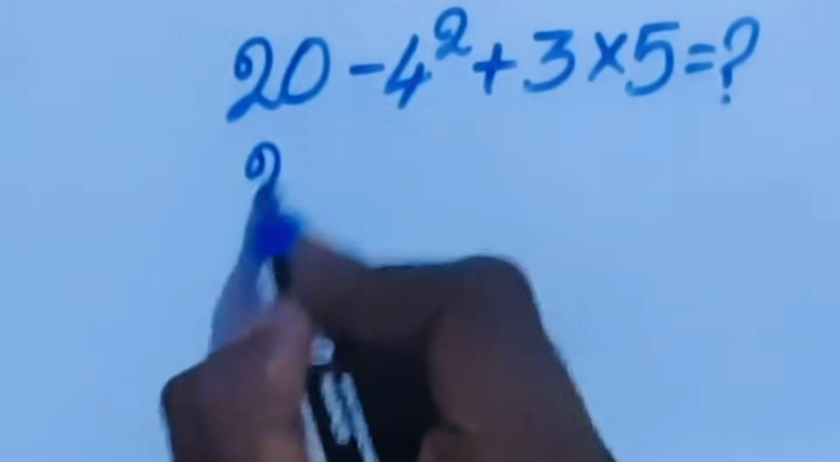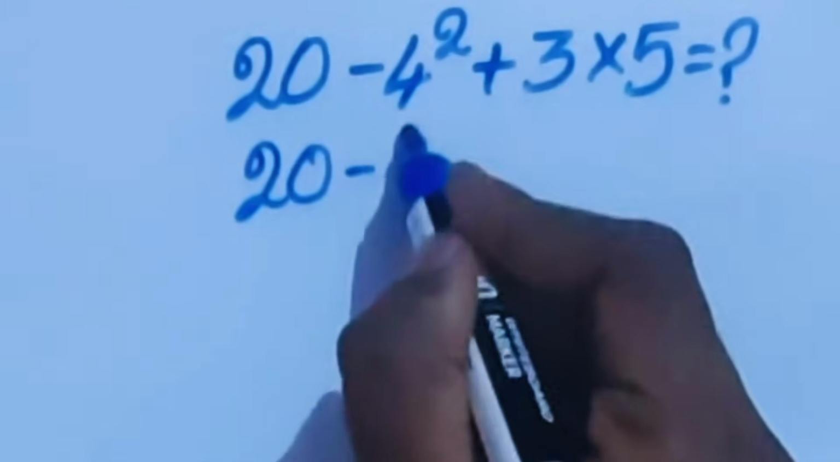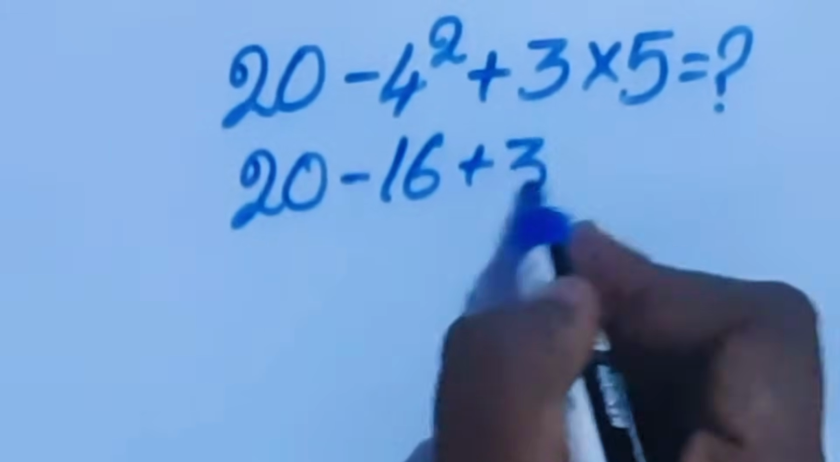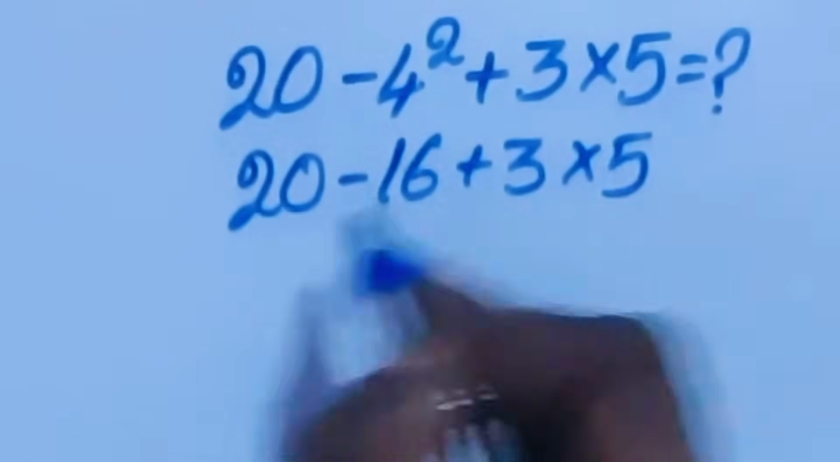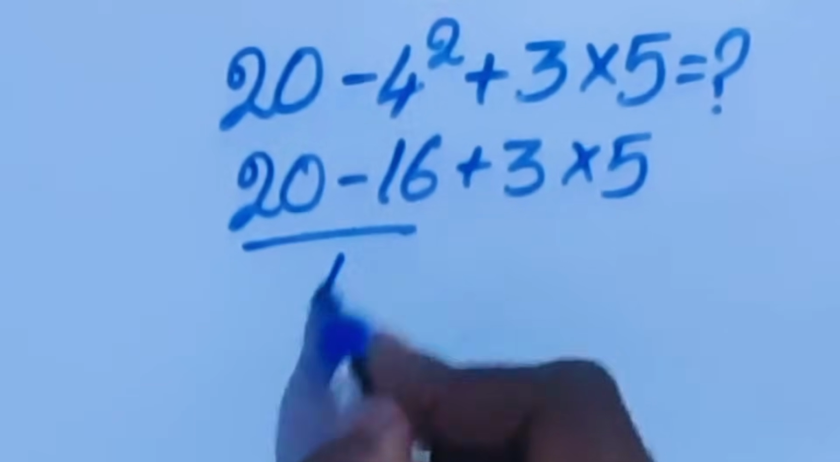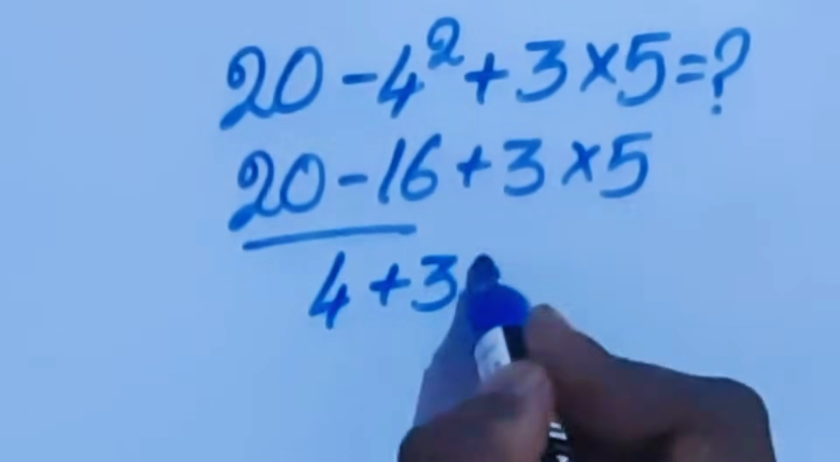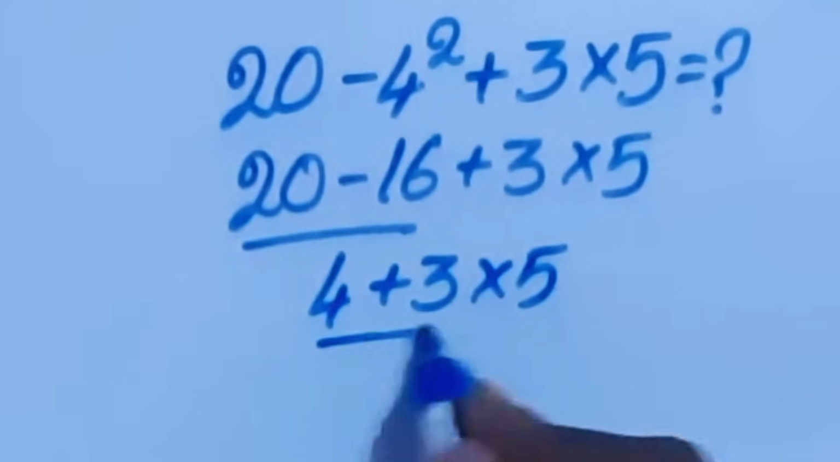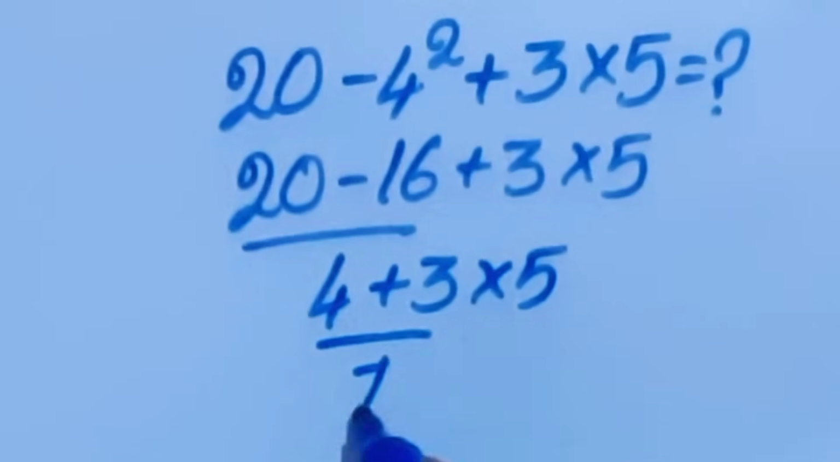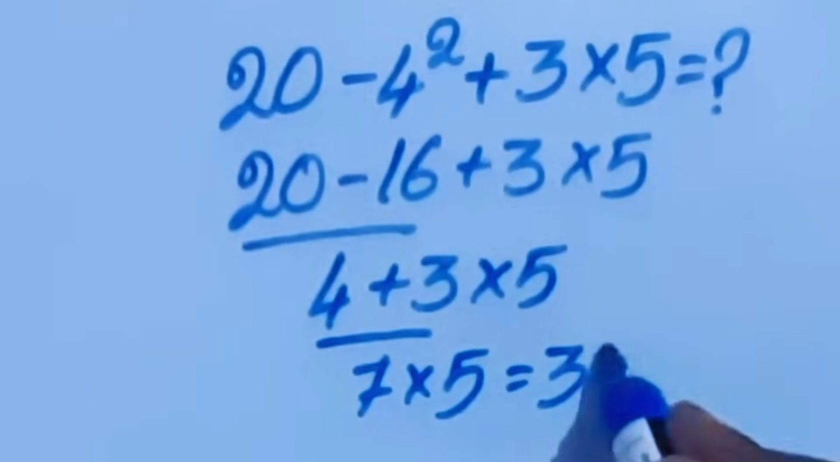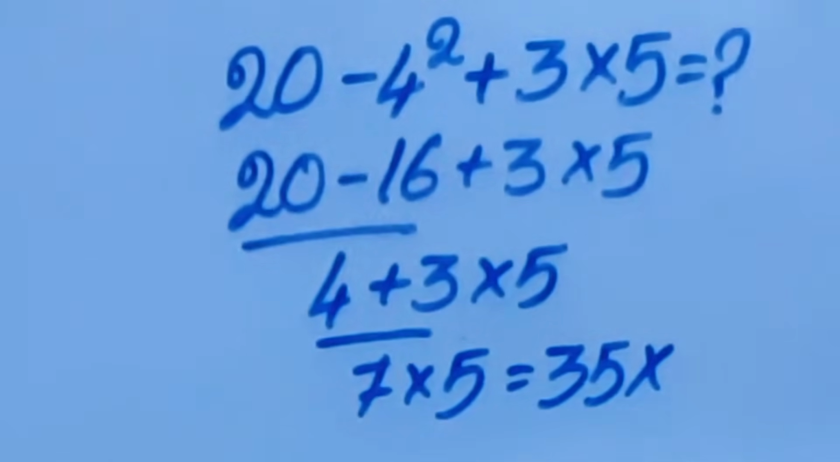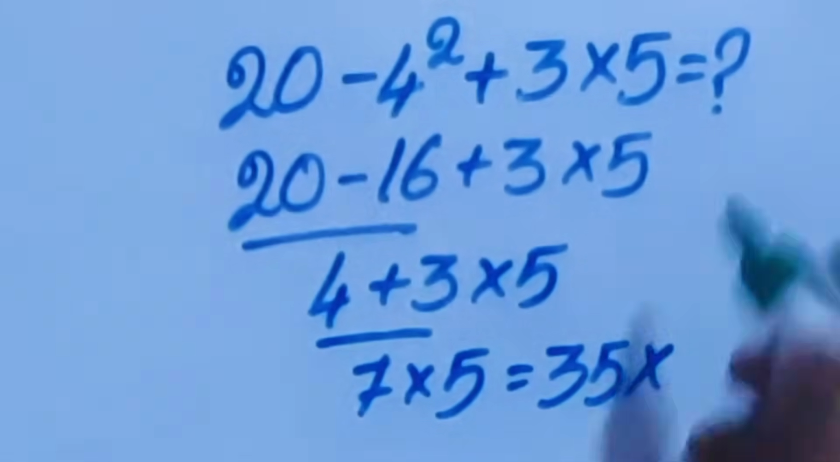Hi guys, here 20 minus 4 square is 16 plus 3 times 5. Here 20 minus 16 is 4 plus 3 times 5. Here 4 plus 3 is 7 times 5. Here 7 times 5 is 35, which is the wrong answer. As per the order of operations, this 35 is the wrong answer.